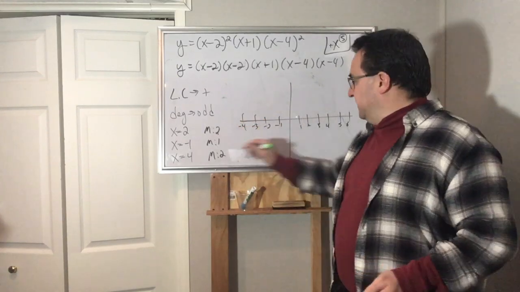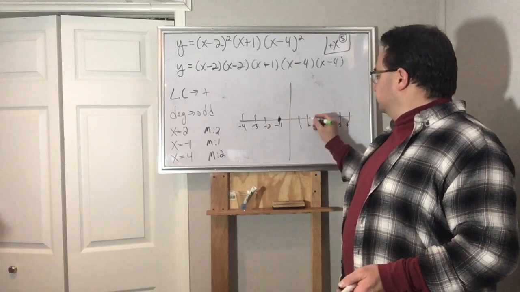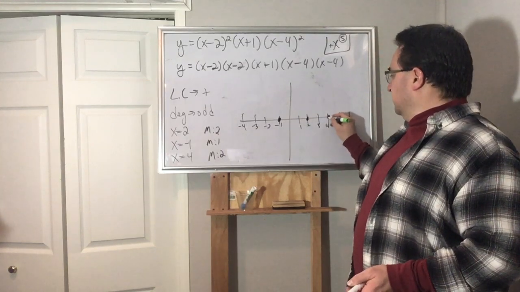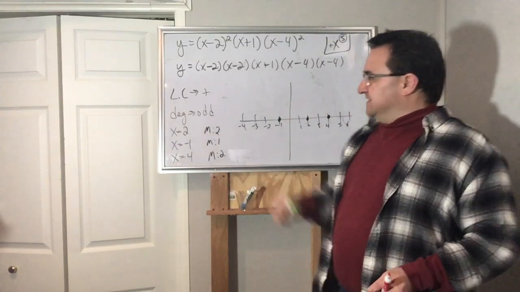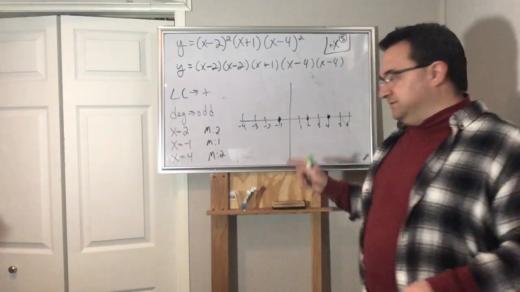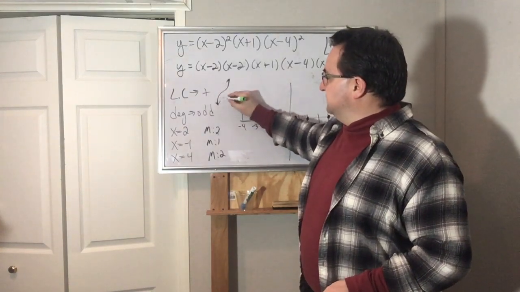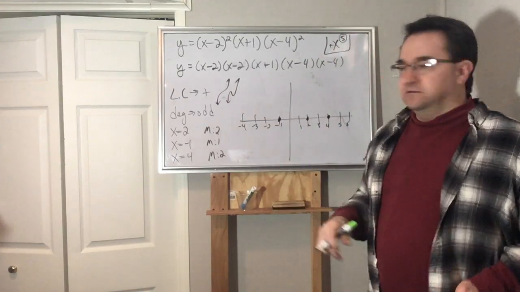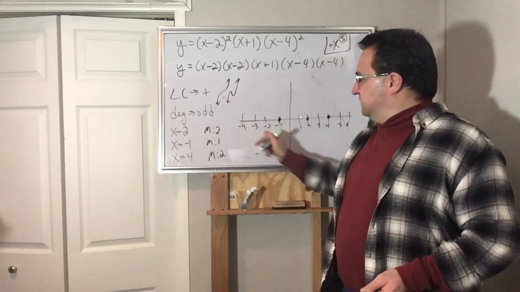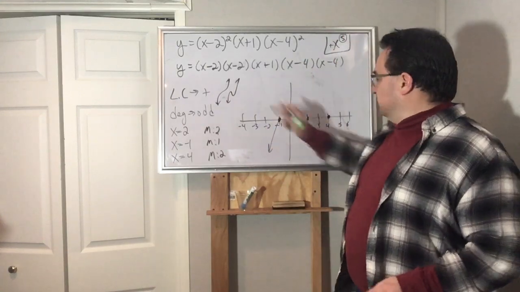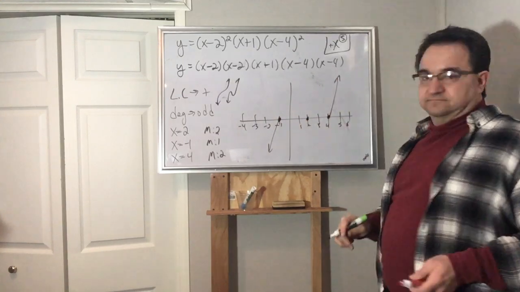I have a 0 at -1, a 0 at 2, a 0 at 4. And this is a positive leading coefficient with an odd degree. That means it's either this or with a squiggle in the middle. So that means the left end is going down and the right end is going up.